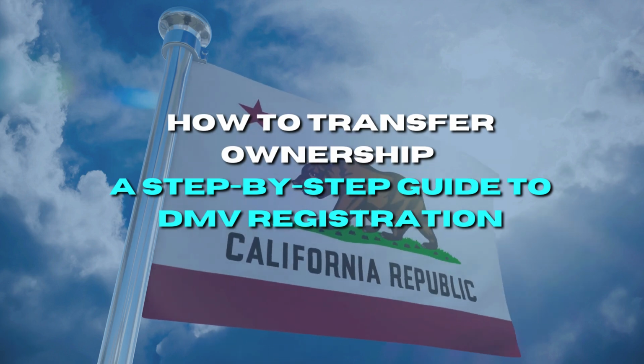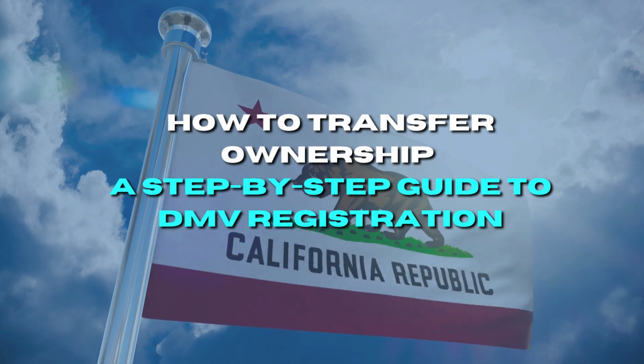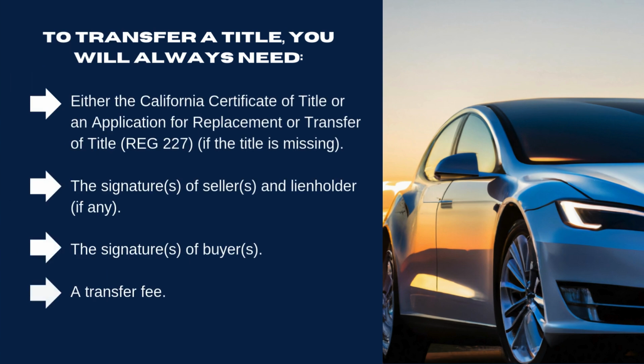How to transfer ownership, a step-by-step guide to DMV registration. To transfer a title, you will always need either the California Certificate of Title or an application for replacement or transfer of title, Registration Form 227, if the title is missing. The signature or signatures of seller or sellers and lien holder, if any. The signature or signatures of buyer or buyers. And a transfer fee.